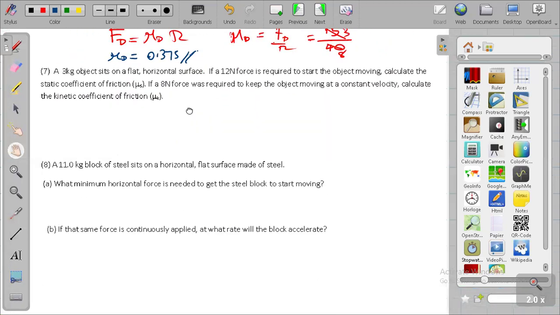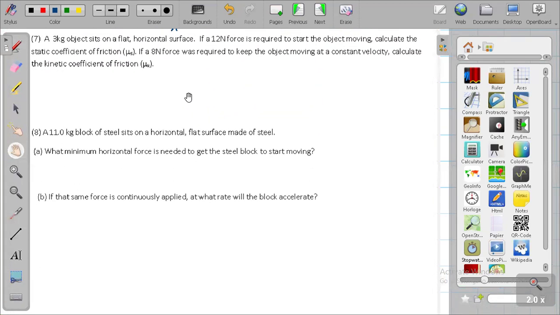Write this down, I'll put it on the board. A 3 kg object on a flat horizontal surface, if 12 Newton force is required to start the object moving, calculate the static coefficient of friction mu s. Wait. Start moving. That is the maximum friction. That means the limiting friction. It means FL.